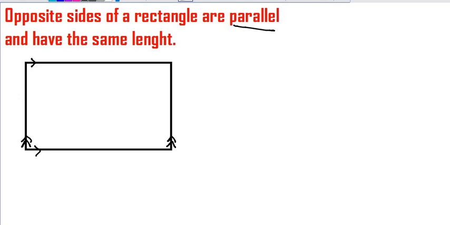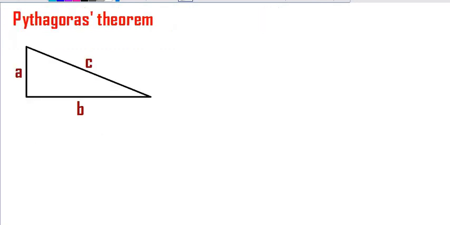For example, if the length of this side is A units, then the length of this side is also A units. And if the length of this side is B units, the opposite side is also going to be B units in a rectangle.